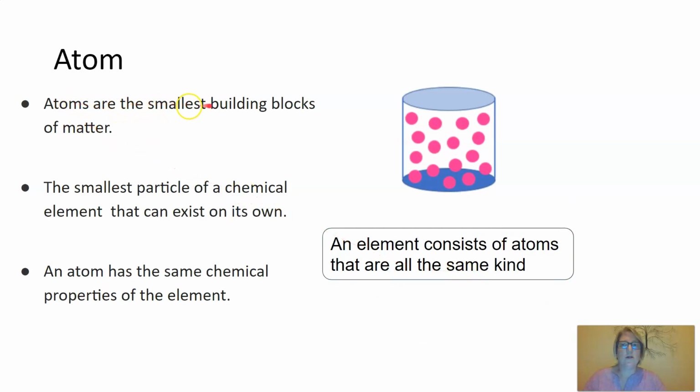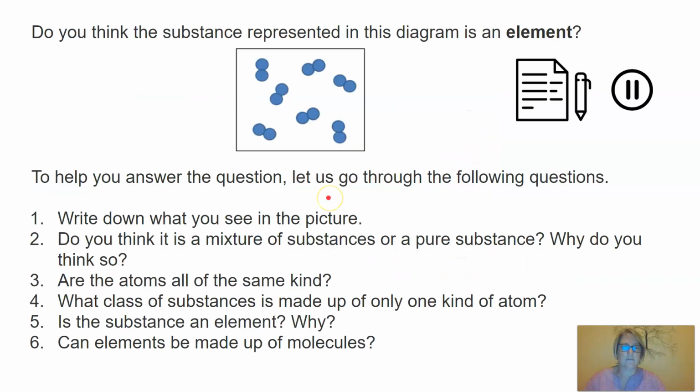Atoms are the smallest building blocks of matter. It is the smallest particle of a chemical element that can exist on its own. And an atom has the same chemical properties of an element. So in this diagram here, we refer to these pink circles as atoms, and it is also known as an element. So an element consists of atoms that are all of the same kind.